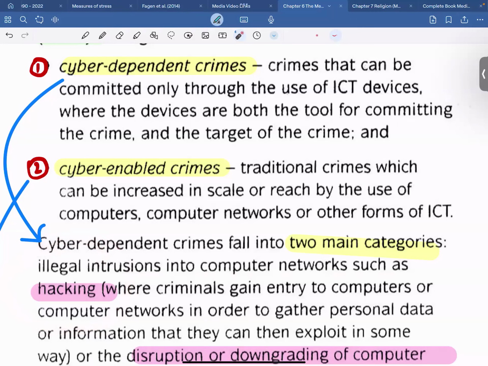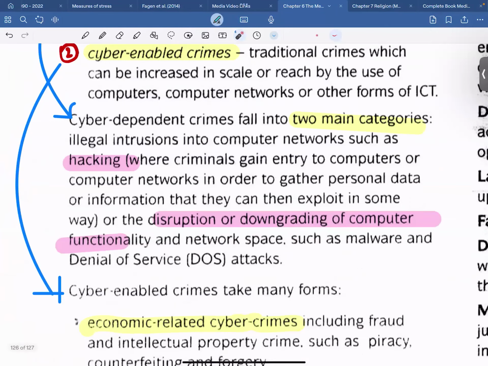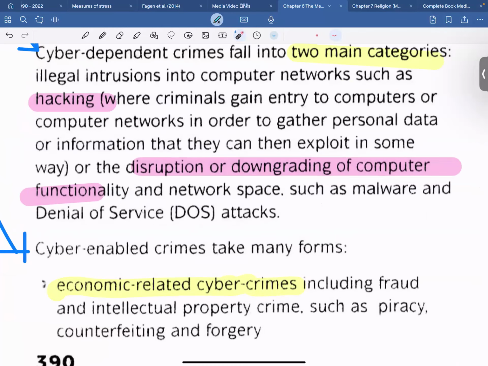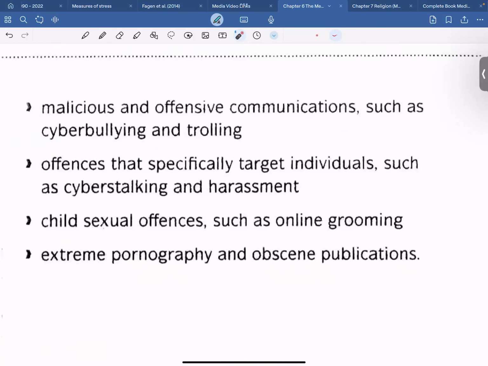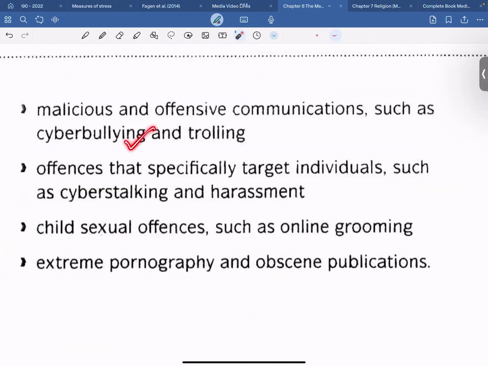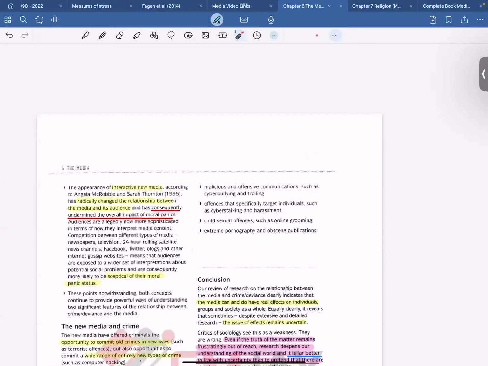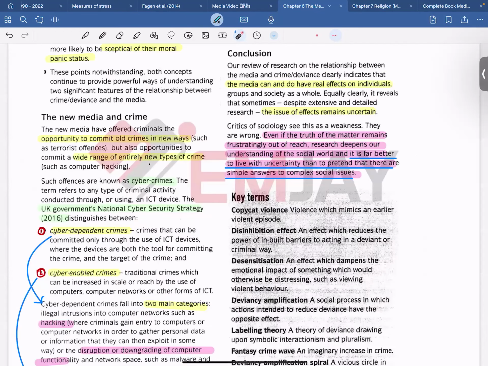Number two, cyber enabled crimes. These take many forms. For instance, economic related cybercrimes, which include fraud and intellectual property crime, piracy, counterfeiting, forgery, and so on. The next one, malicious and offensive communications such as cyberbullying and trolling, is on the rise. Then there are offenses that specifically target individuals such as cyber stalking and harassment, child sexual offenses such as online grooming, extreme pornography, and obscene publications.